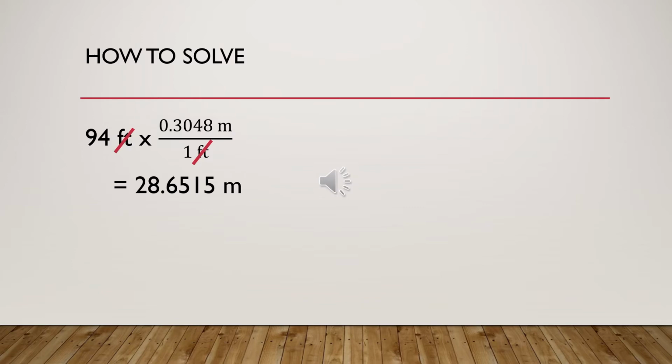However, we're still not yet done, because we have to do this lovely little thing called rounding, and we can't just round however we want. We have to round to certain significant figures. In this case, we look for the least amount of significant figures. And for this equation, the least amount of significant figures is 2, which comes from 94. So that means when we round to 2 significant figures, our final answer is 28.65 meters.